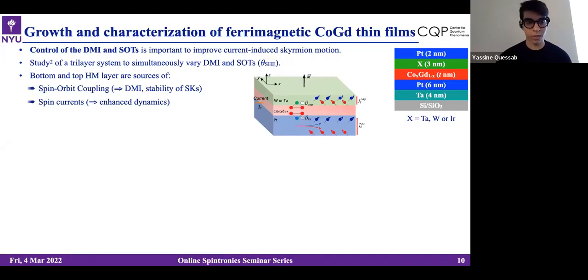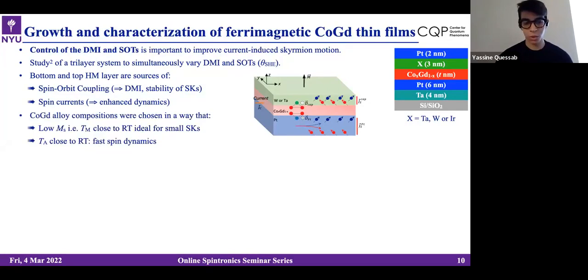So we chose the cobalt gadolinium alloy composition in such a way that they have a low saturation magnetization at room temperature, which means that they have a magnetic compensation temperature close to room temperature, which is ideal to achieve small Skyrmions by reducing the effect of stray fields. With the alloy composition that we chose, the angular momentum compensation temperature is close to room temperature, and that indicates again the possibility of having a faster dynamic.